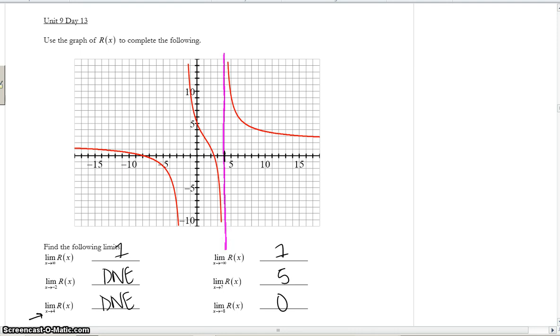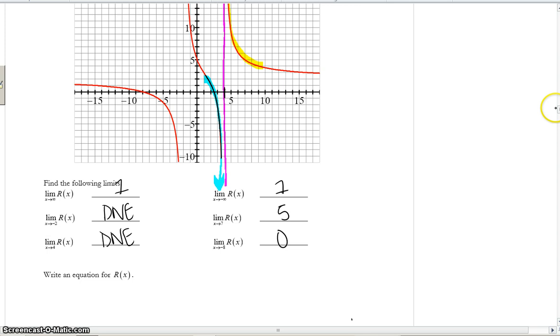So as x is approaching 4 from the right, it looks like it's going toward positive infinity. And as x is approaching 4 from the left, f of x is approaching negative infinity. And when our right hand and our left hand limit are not the same, our limit does not exist. Okay, so let's take a look at our next one.